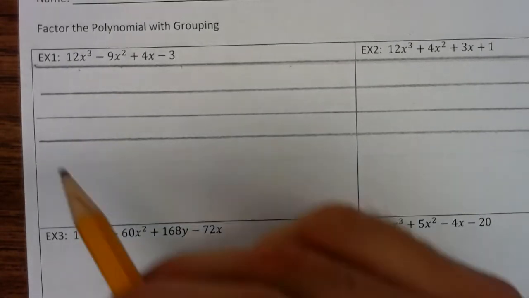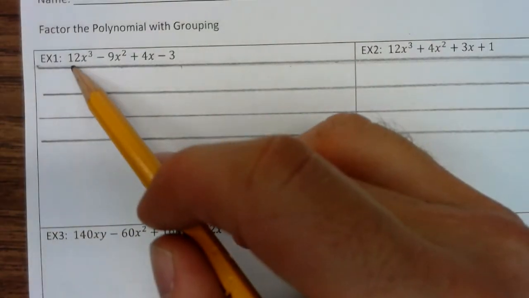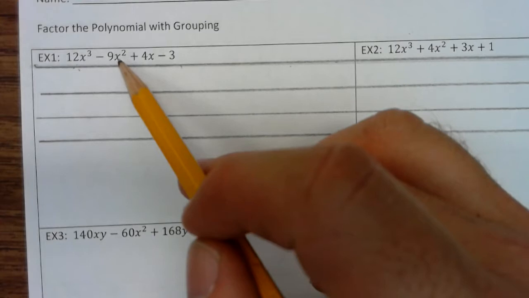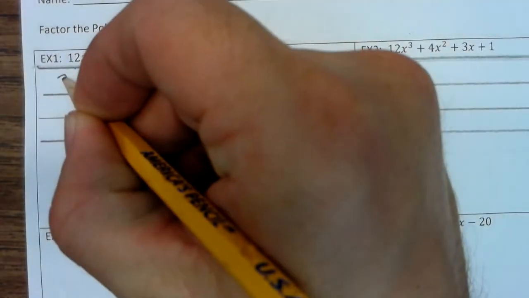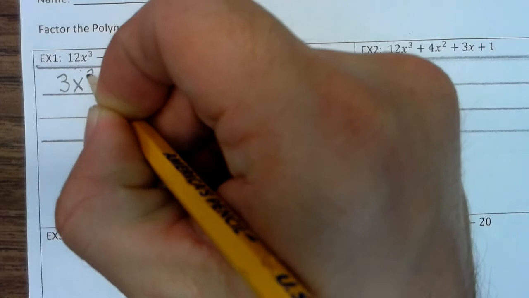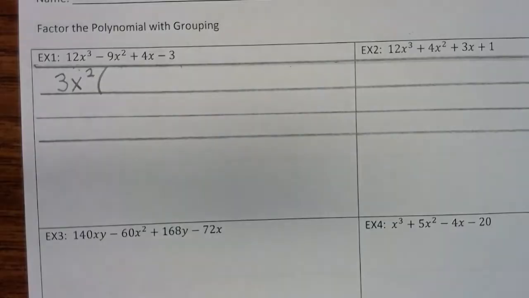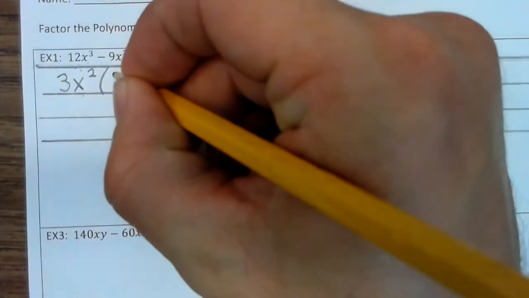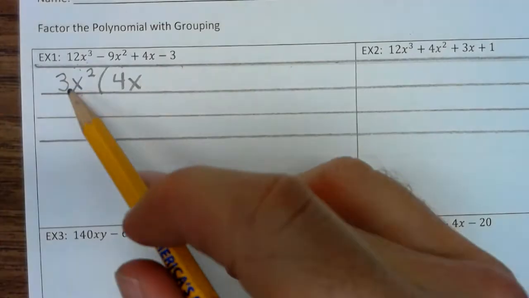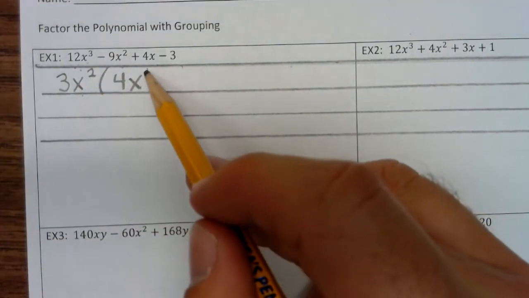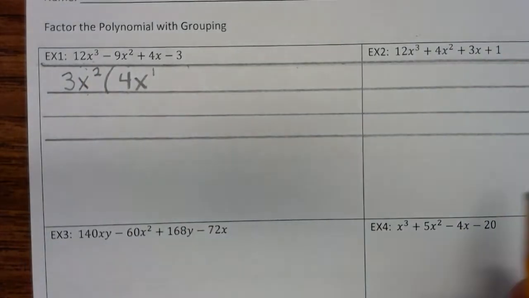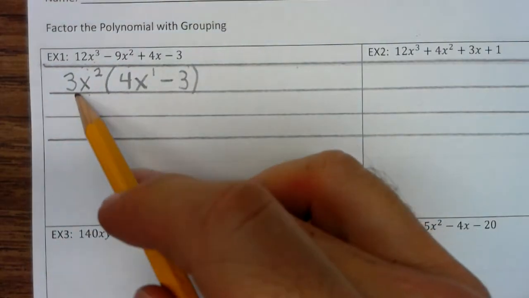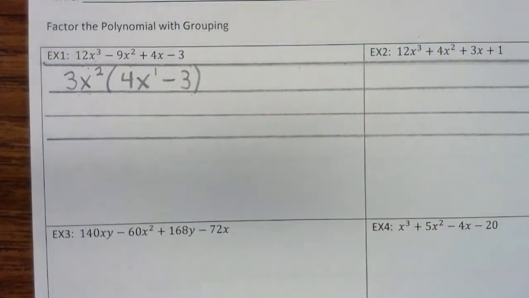Now the common monomial here is 3 because 12 and 9 are divisible by 3, and x squared because x cubed and x squared have an x squared. So that's 3x squared. That's your common monomial. Now, the easiest way to think about when you factor it out is what do you have to multiply this by to get 12x cubed? Well, the answer to that is 4x, because 3 times 4 is 12 and x squared times x to the 1 is x cubed. And then minus 3, because negative 3x squared times negative 3 is negative 9x squared.